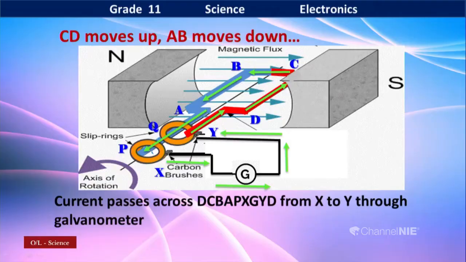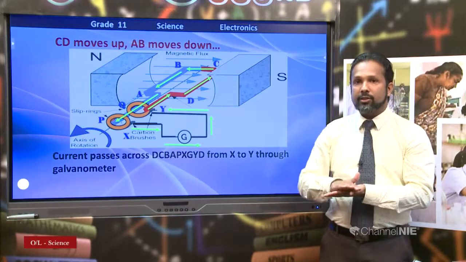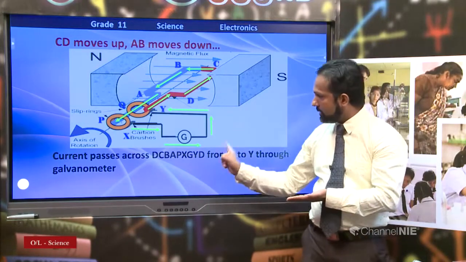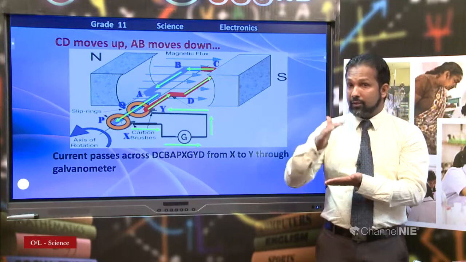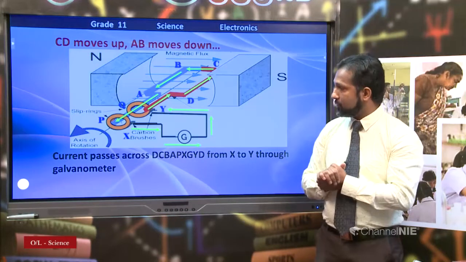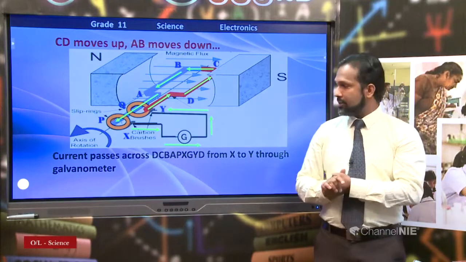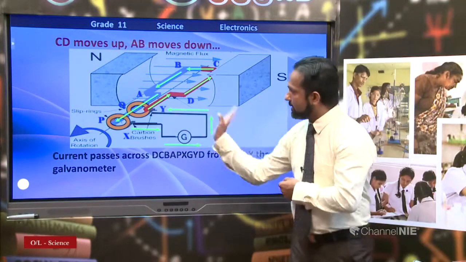Again, we can find out when CD moves up, AB moves down. As a result, current passes across D to C, C to B, B to A to P, P to X, X to the galvanometer, through the galvanometer to Y, Y to D, from X to Y. You can remember earlier current passes from Y to X through the external circuit. In the second moment, after making a half rotation, current passes from X to Y. That means you can understand the galvanometer indicator deflects to either side.